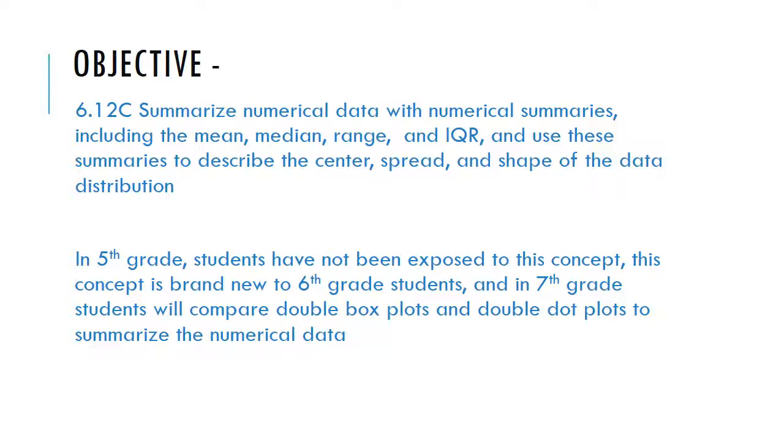The objective is 6.12c, summarize numerical data with numerical summaries, including the mean, median, range, and IQR, and use these summaries to describe the center, spread, and shape of the data distribution. And 5th grade students have not been exposed to this concept. This concept is brand new to 6th grade students, and in 7th grade, students will compare double box plots and double dot plots to summarize the numerical data.